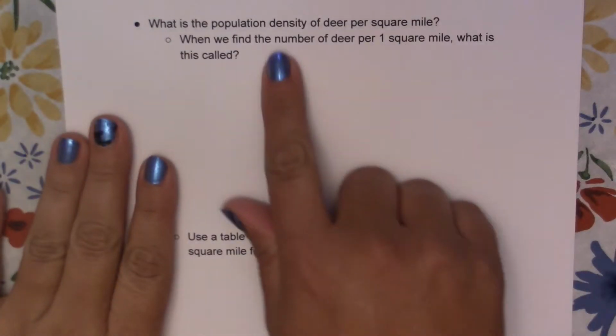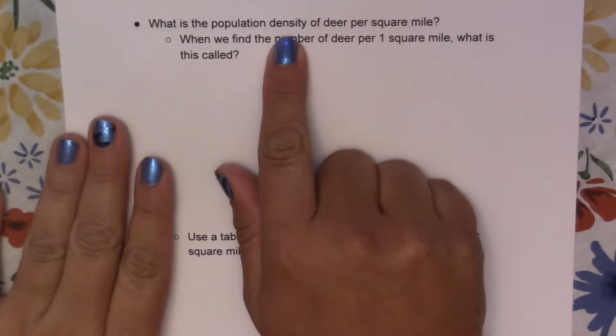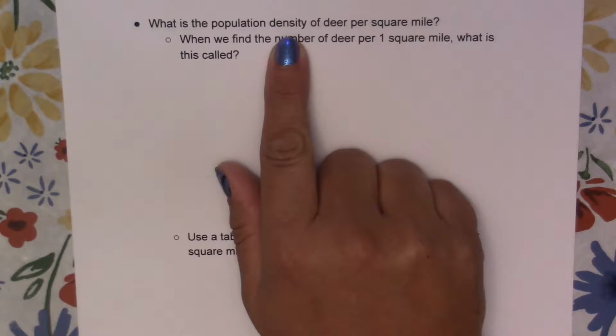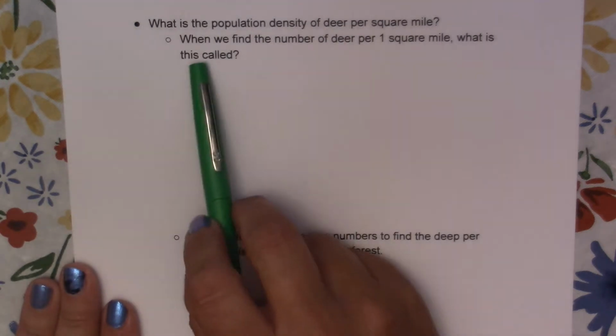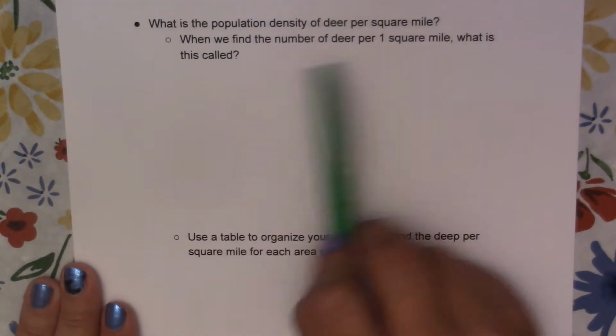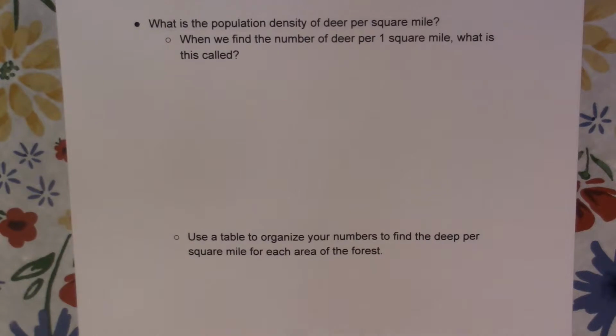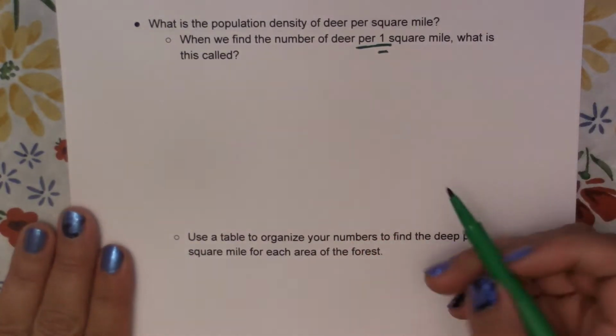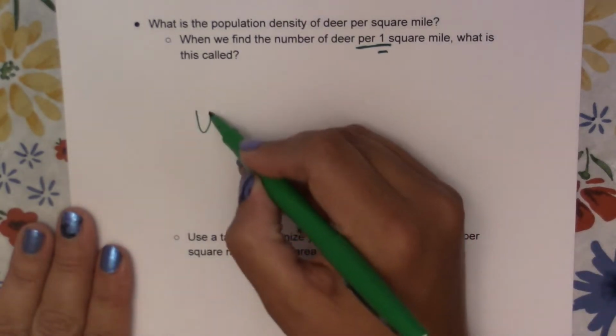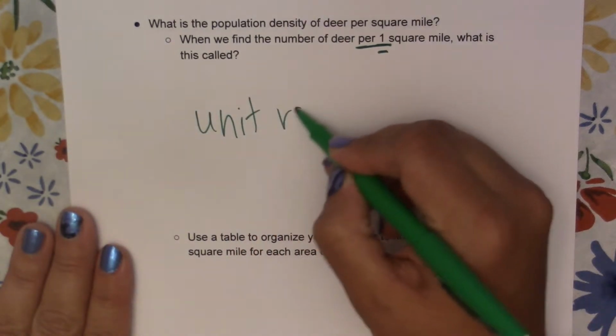All right, our next question. What is the population density of deer per square mile? When we talk about density, we're talking about how much there is of something. Towns use population density to show how many people live in a certain area of a town. So when we find the number of deer per 1 square mile, what is this called? Our key thing to look at here is per 1 square mile. We've talked about that. Per 1 means that we're finding the unit rate.